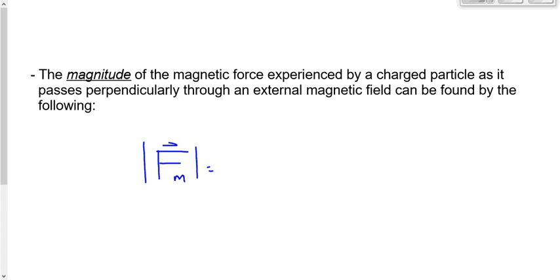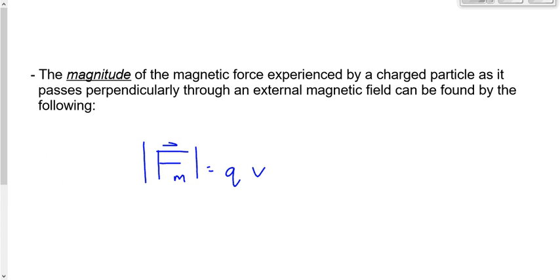The magnitude of the magnetic force is equal to Q. That's the strength of the charge. Makes sense, right? The higher the charge is going to be, the stronger the magnetic force on that charge is going to be, times V, the speed of the particle. The faster the particle moves, the stronger the magnetic field it generates, and the stronger the magnetic field it generates, the stronger the magnetic force is going to be.